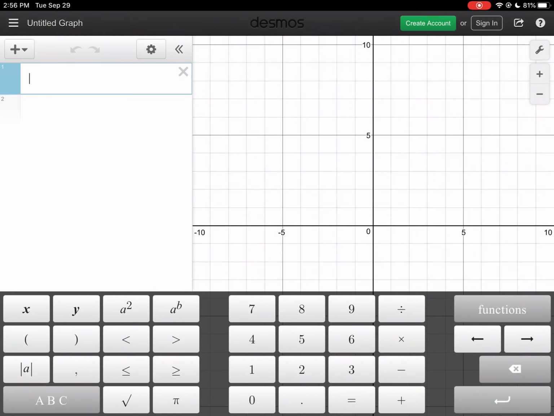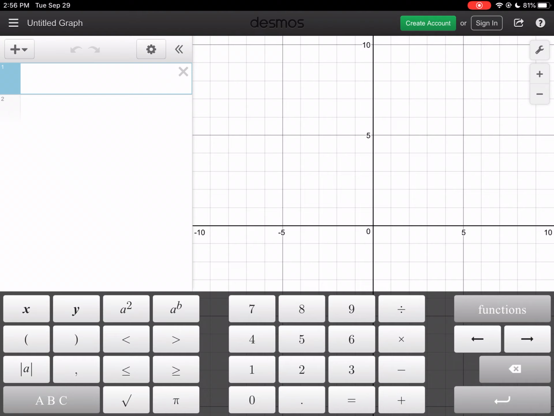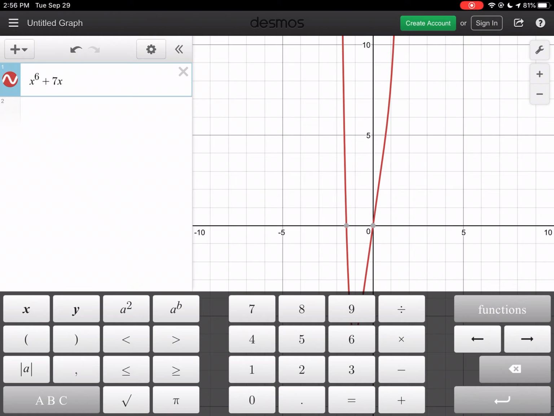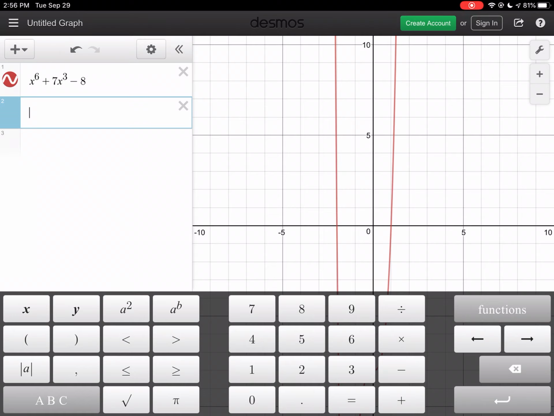All right, I'm going to go ahead and enter the equation down. So I have x to the 6th power, and then a plus 7x to the 3rd, and then minus an 8. That was the left side of the equation, and then the right side of the equation is a 0, so I'm just going to put a 0 down.